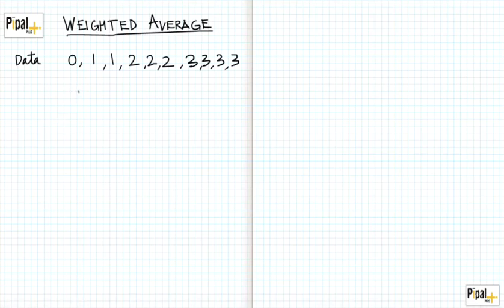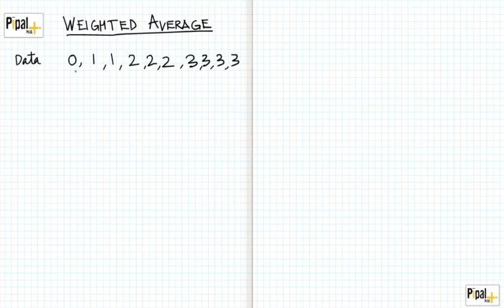Let's look at weighted average now. Data could be given to us in this form. Now you notice that we have 0, 1, 1, 3 twos and 4 threes. So you notice that the same data point is being repeated in several places, right?